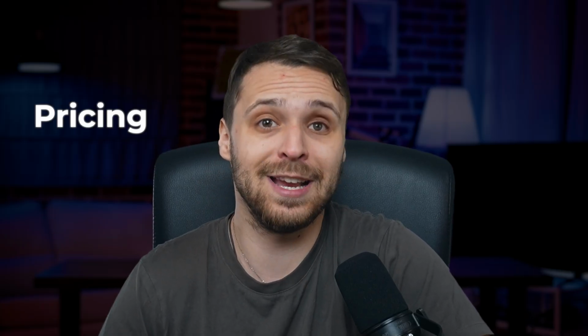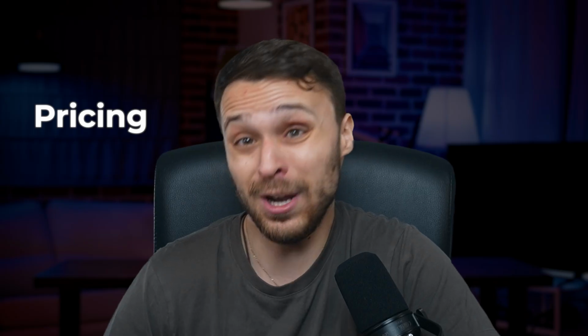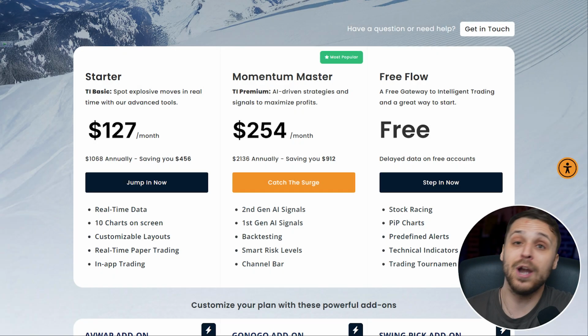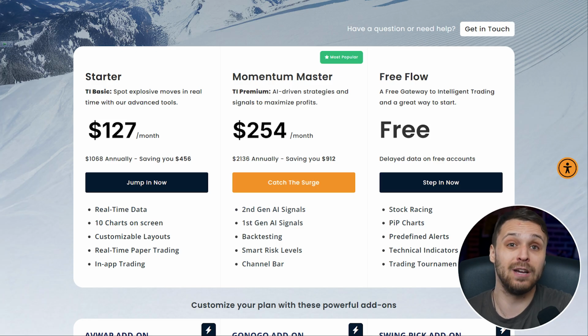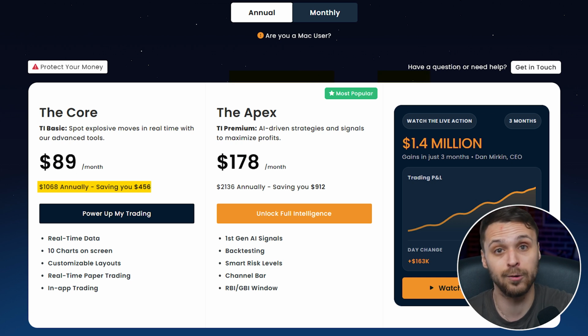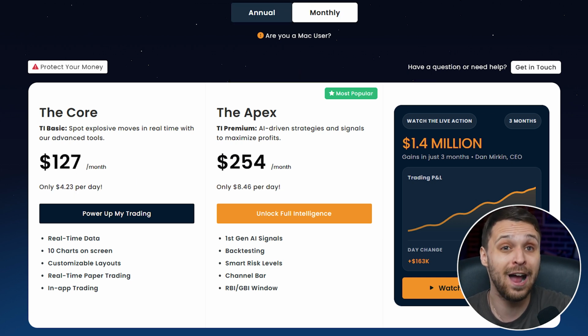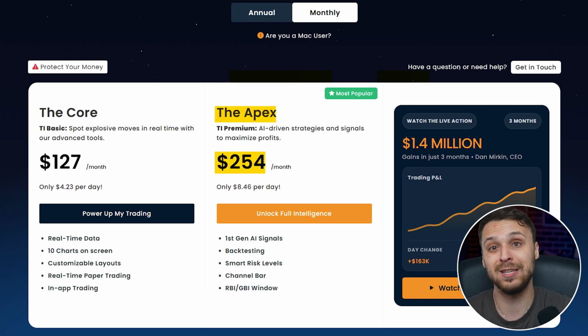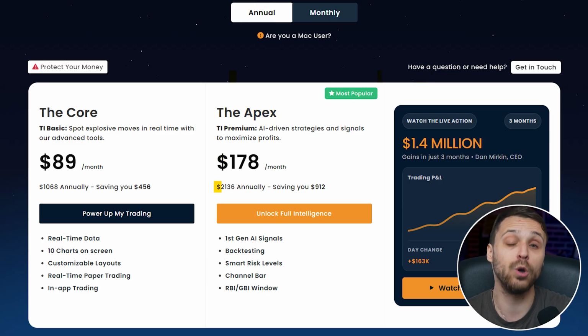When it comes to pricing, the differences between these platforms are pretty big, but I do think that they are all fairly priced for what they offer. Trade Ideas' pricing is structured as a choice between 3 different access levels. There's the free plan, which gives you free access to test drive the platform. And when it comes to their paid subscription, their core plan is priced at $127 a month or $1,068 annually. But to get the Holly AI, you need the Apex plan, which is priced at $254 monthly or $2,136 annually.